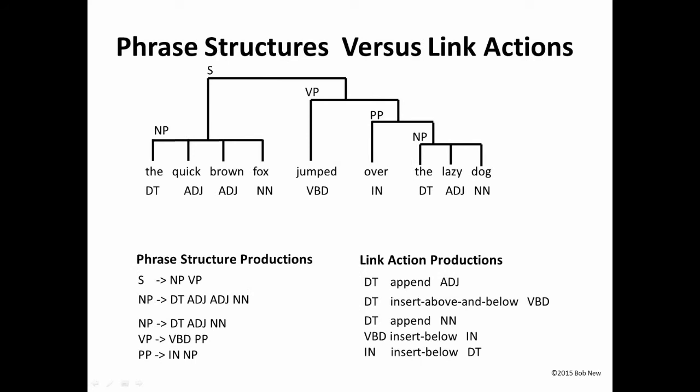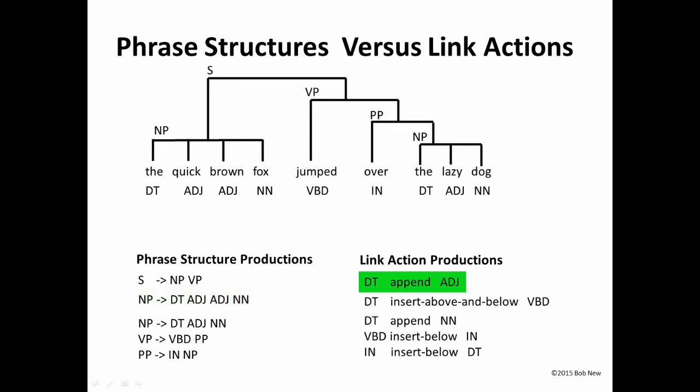Another way to compare bottom-up versus left-to-right is to look at the productions that are used in each method. For bottom-up, we use phrase structure grammars. So, for example, we have a sentence can be rewritten as a noun phrase followed by a verb phrase. Or we have a noun phrase that can be written as a determiner followed by an adjective, followed by an adjective, followed by a noun, as we saw in the quick brown fox.